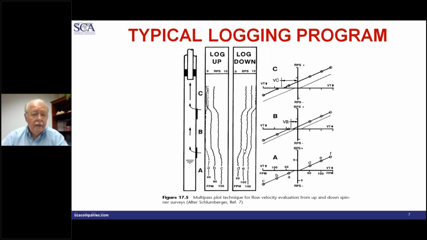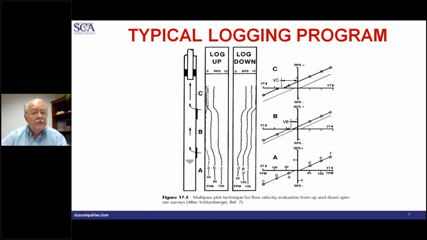Here we have an entry. Here we have an entry. And we have basically 3 logs here. Quality control, they're all reasonably spaced relative to each other. Here we have up runs, same situation. We're recording 2 things, logging speed and rotational speed of the spinner.